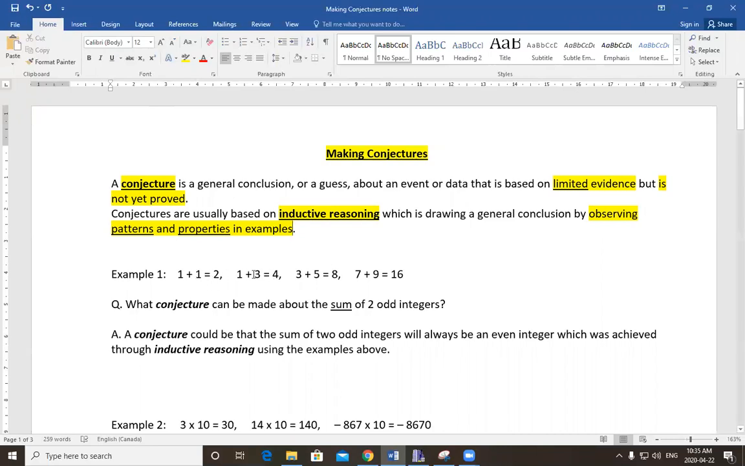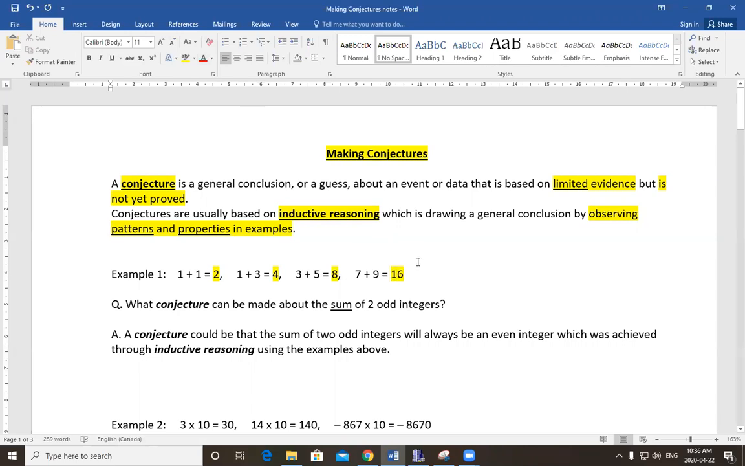We are adding two odd integers. So you'll notice we have 1 plus 1, 1 plus 3, 3 plus 5, 7 plus 9. So we are going to determine, based on these examples, what the sum would be, and whether we can make a general conclusion about the sum. So 1 plus 1 is 2. 1 plus 3 is 4. 3 plus 5 is 8. And 7 plus 9 is 16.